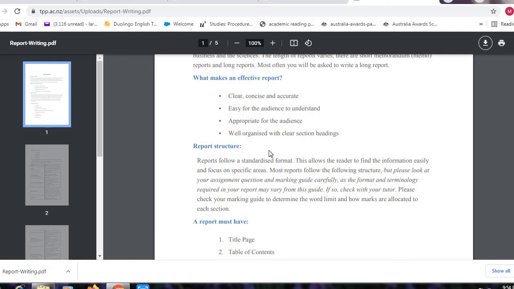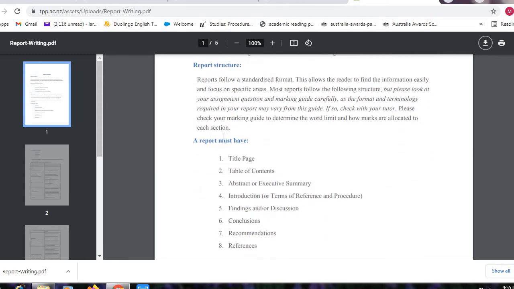What will the report structure actually be? A report follows a standardized format. This allows the reader to find the information easily and focus on specific areas. Most reports follow the following structure, but please look at your assignment question and marking guide carefully, as the format and terminology required in your report may vary from this guide. If so, check with your tutor. Please check your marking guide to determine the word limit and how marks are allocated in each section.